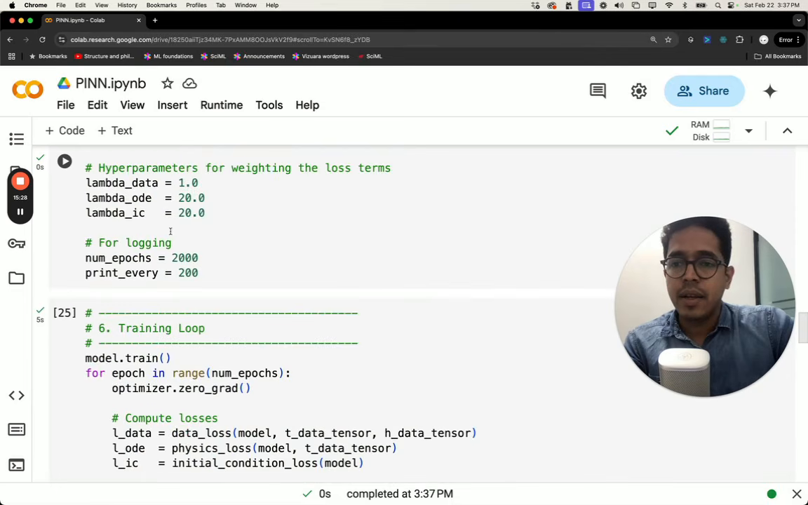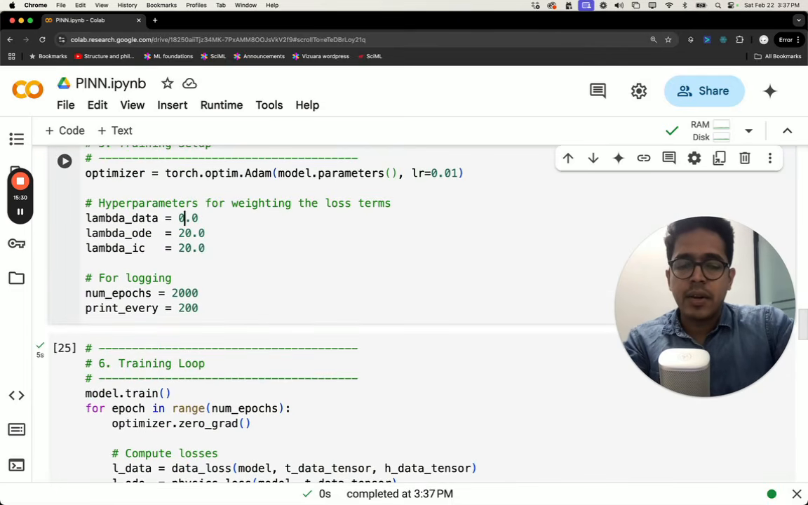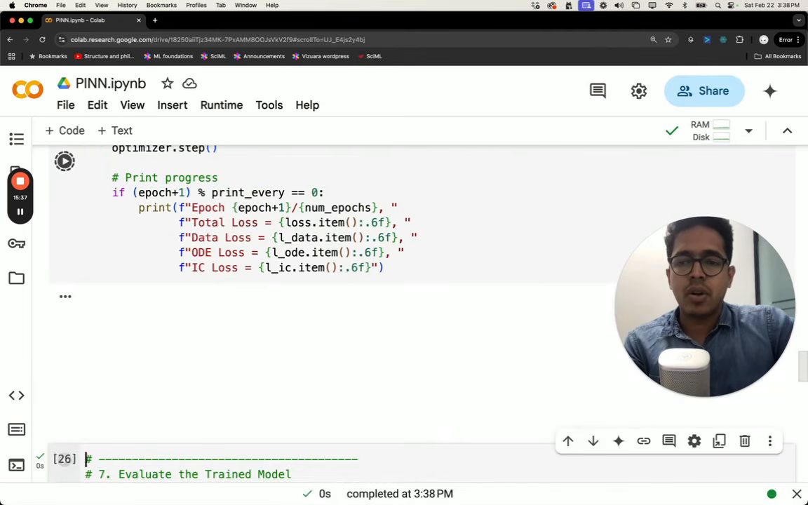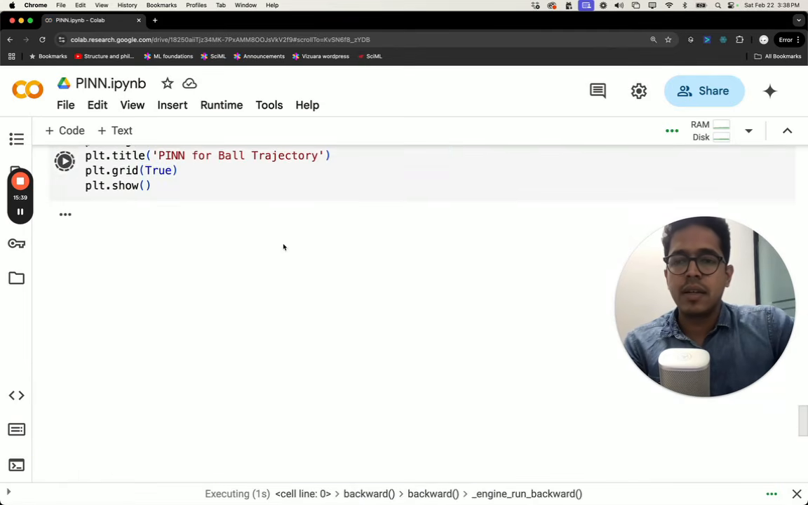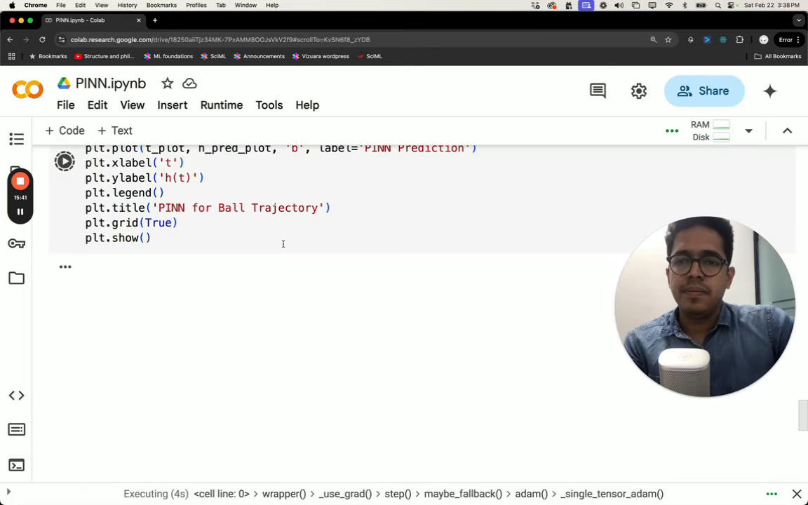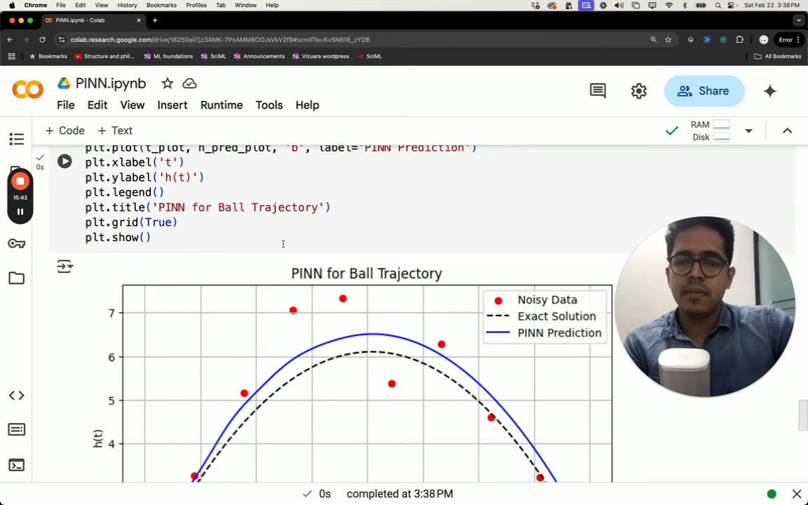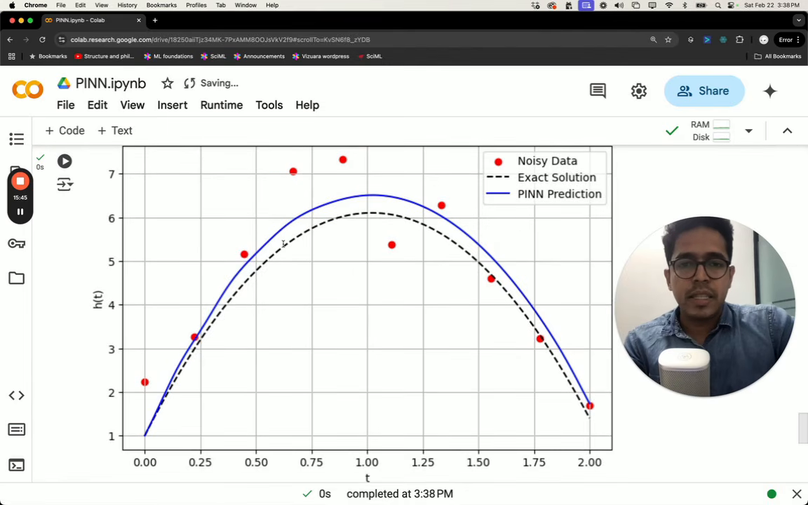Maybe it will if I change the lambda data to 0.001. How about this? Now I'm placing very little importance on the data part of the loss. Let's see what happens in this case. I don't see much improvement actually.